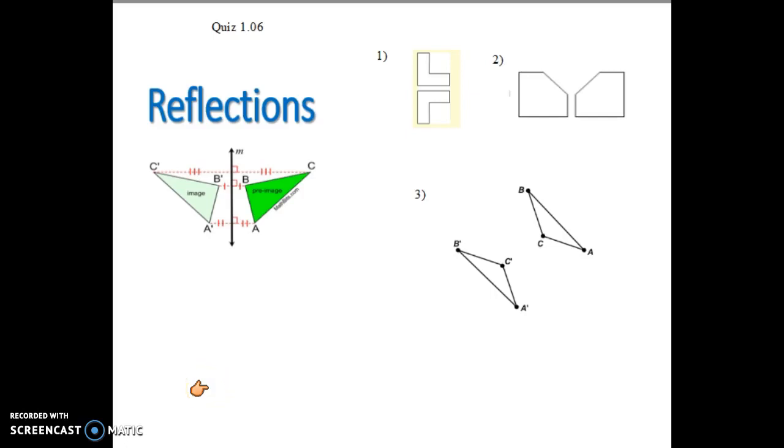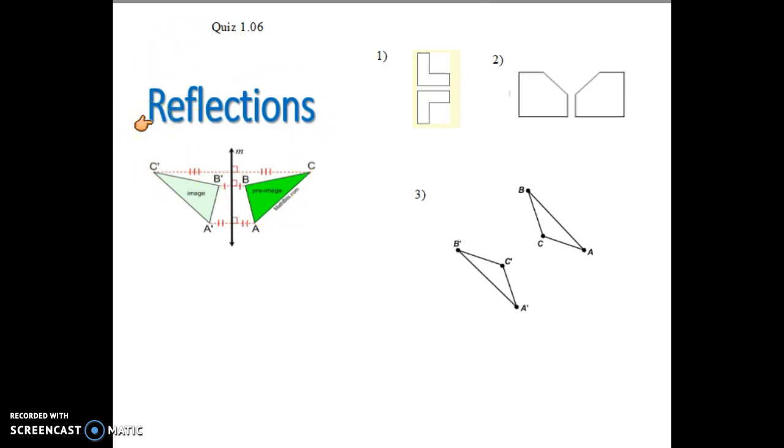All right, here's some help with quiz 1.06. This quiz deals with different types of transformations. So the first two questions, they're going to give you some shapes and ask you to pick out the ones that have been reflected, translated, or rotated. So just an overview.